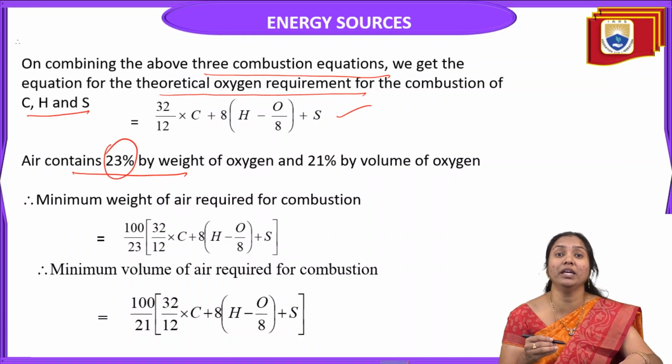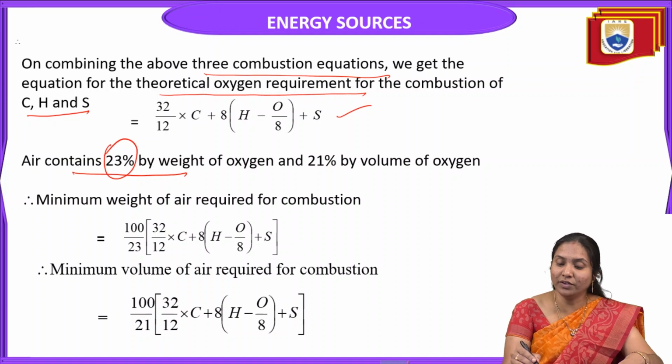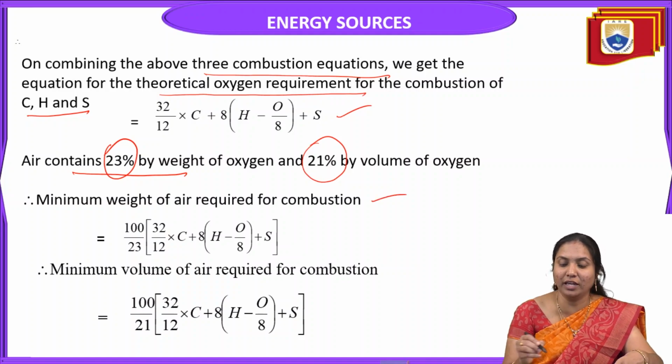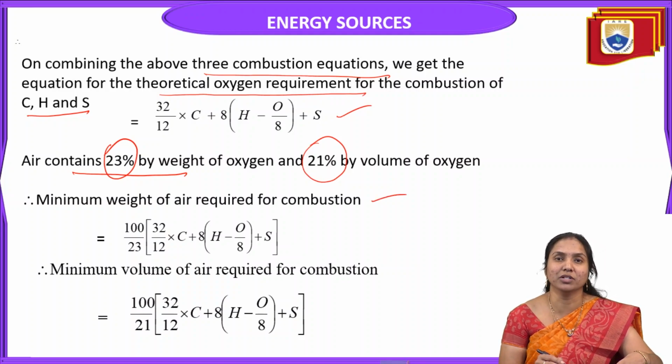By weight, 23% of oxygen by weight, or 21% by volume of oxygen. So air contains 23% of oxygen by weight, or 21% of oxygen by volume. This is most important for numerical purpose. And next, minimum weight of air required for complete combustion.